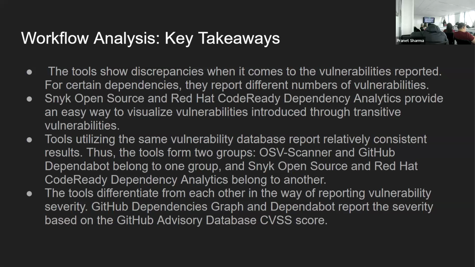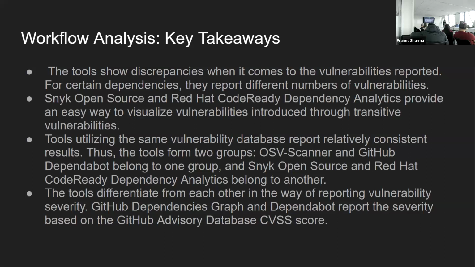Tools utilizing the same vulnerability database reported relatively consistent results. We were able to form two kinds of ecosystems: OSV Scanner and GitHub Dependabot, which use the same database, the GitHub Advisory Database. Whereas Snyk Open Source and Red Hat CodeReady Dependency Analytics use the same Snyk Intel vulnerability database. So within these two ecosystems, we saw consistent results. And when you compared them, we saw differences. So one thing we realized is if you're a software developer, you might want to consider using tools from different ecosystems to be able to get better results.